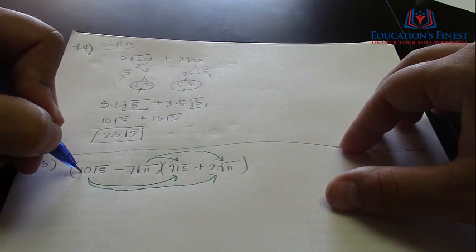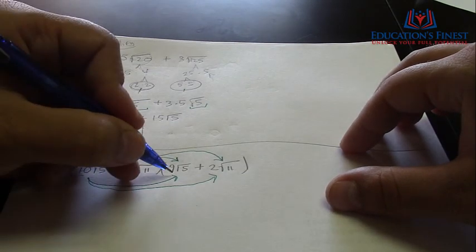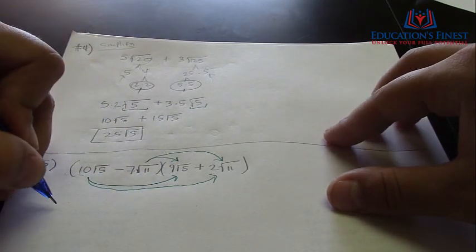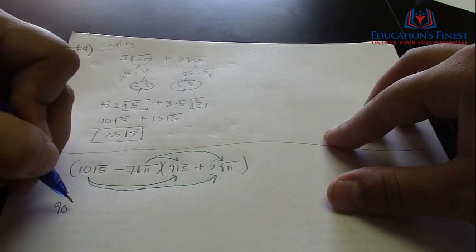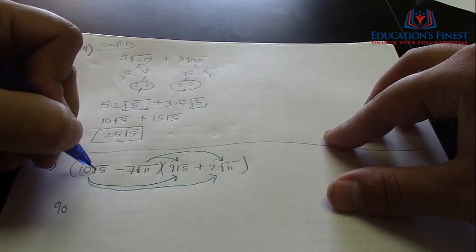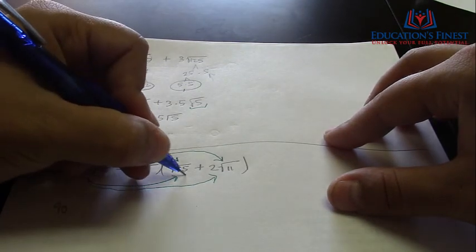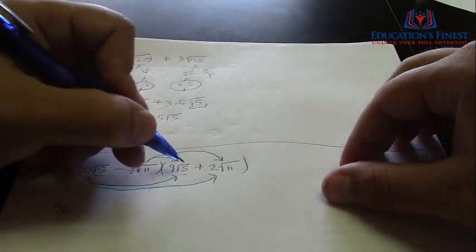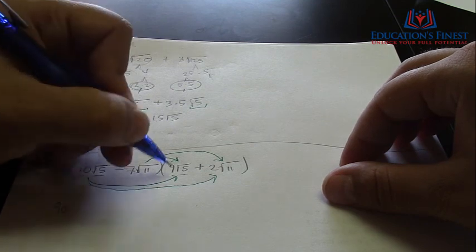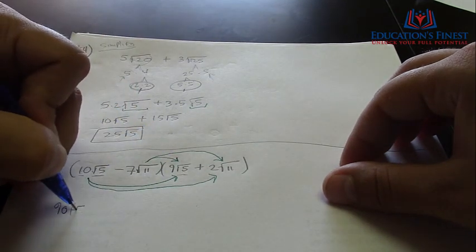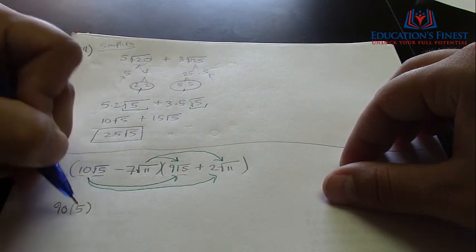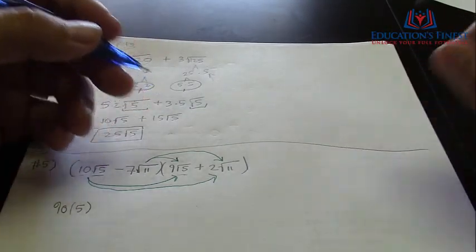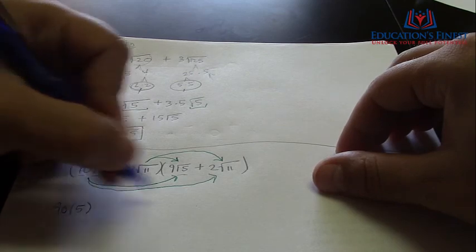Okay. Well, 10. So you always multiply the numbers and then you multiply the roots together. So 10 times 9 is going to be 90. But then we're going to have, okay, so now we have a square root of 5 and a square root of 5. Whenever you have a square root times the same exact square root, in this case square root of 5 times square root of 5, you're just going to end up with what's inside. So the 5 just pops out, okay?